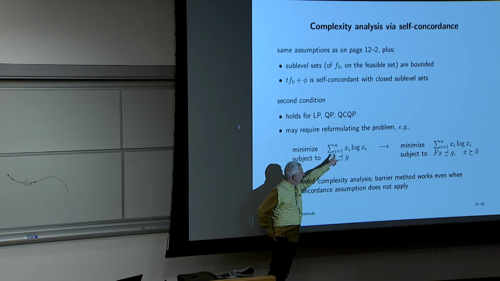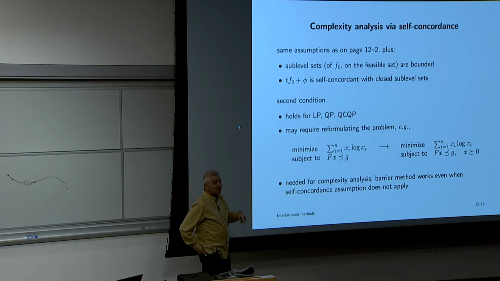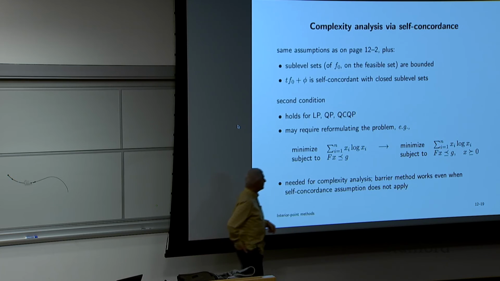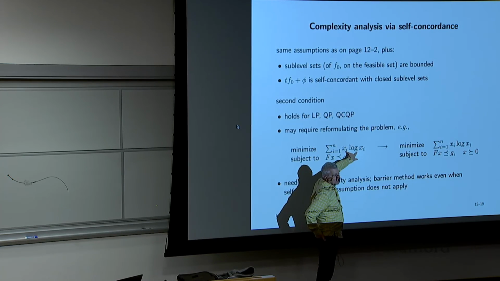And it turns out that's not self-concordant. Again, you don't have to know this, but when you put in the x bigger than or equal to 0, you add a log barrier, then it becomes, that's a redundant constraint, that x bigger than or equal to 0. That's completely redundant because this objective, its domain is x has to be bigger than or equal to 0.